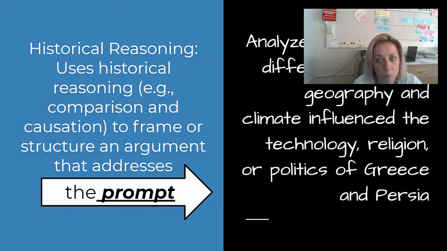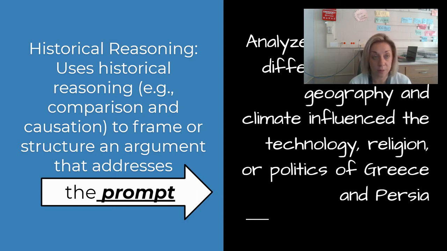Our prompt this time, what you will be writing your paragraph on, is: analyze the similarities or differences in how geography and climate influenced technology, religion, economy, or politics of Greece and Persia. That's a big thing right there. There are a lot of qualifying words I want to point out. It is an or statement. You are not writing about similarities and differences. You are choosing either I'm going to write about similarities or I'm going to write about differences.